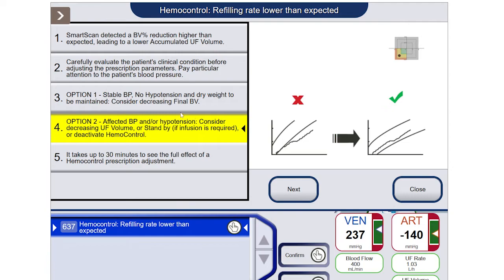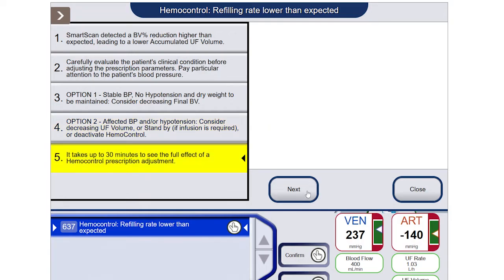If they did have an affected blood pressure or hypotension, of course we would then potentially decrease the amount of fluid we were going for, or put them in standby. I wouldn't deactivate HemoControl more than likely. That's just my 2 cents. Ensure that you're not making adjustments, of course, more frequently than the Q 30 minutes.